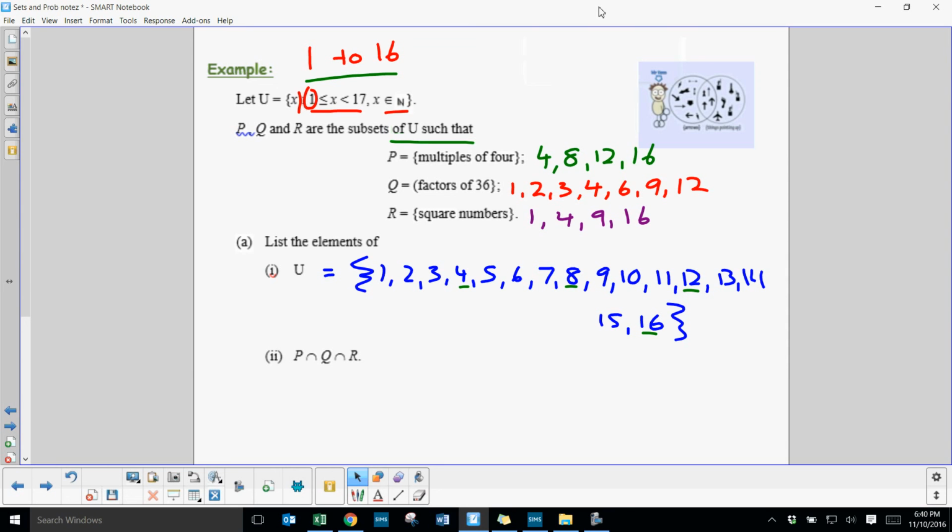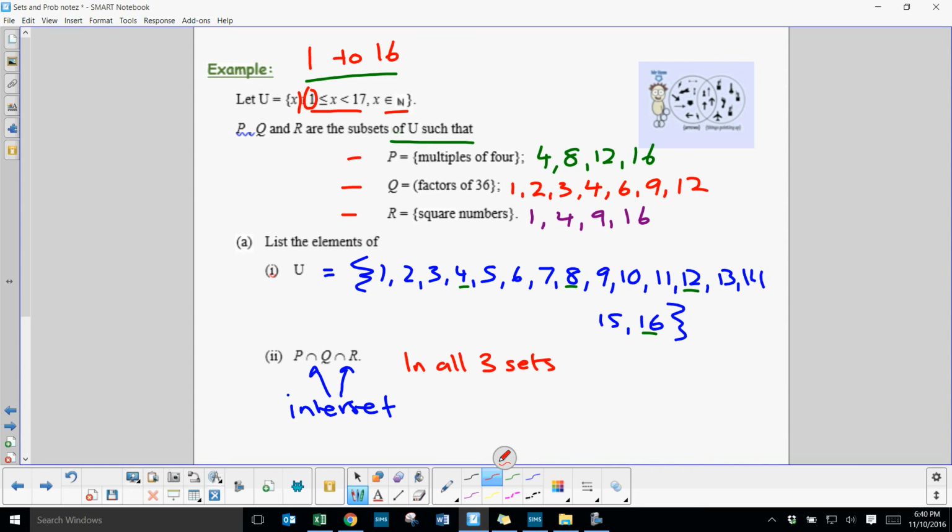So we are here asking for the intersect of P, Q, and R. So the intersect of P, Q, and R is asking what numbers are in all 3 sets. So in all 3 sets, if you look through the 3 sets we've got here, here, and here, try to think which number or numbers are in all 3 of them. And you might find there's only one number, the number 4 is in all of them. See 4, 4, and 4. There's no other numbers that are in all 3 sets.